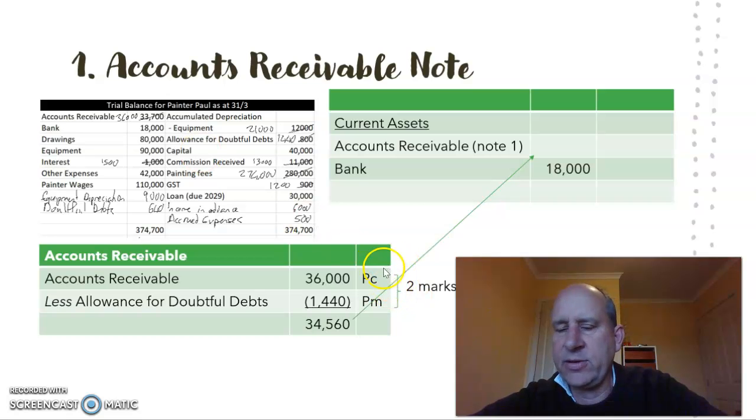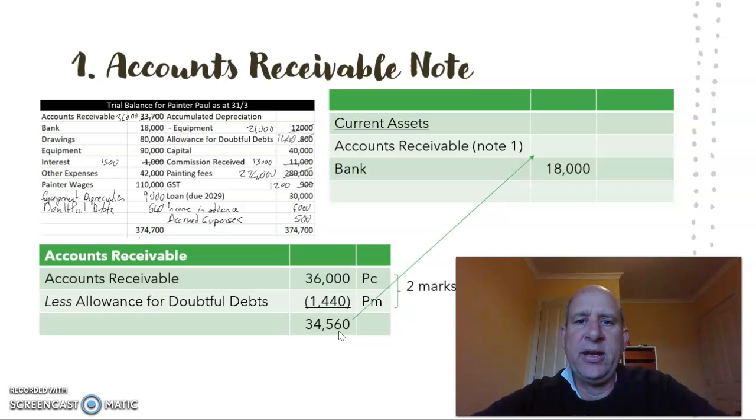Note that the examiner gives 2 marks for this total note. After that, we're going to write less allowance for doubtful debts, and this will be the changed figure that you've made in your trial balance. So it was 800, it's gone up to 1,400. I think that's 4% of accounts receivable for this question, which means that the total of accounts receivable, or net accounts receivable, will be 34,560.